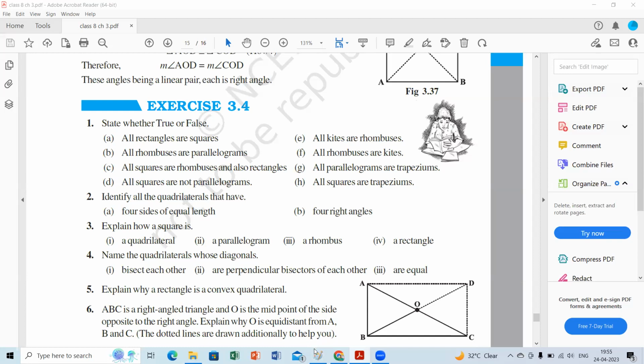Ma'am, in a square all sides are equal. This is a parallelogram. They are mentioning whether true or false: all squares are not parallelograms. Okay, ma'am. Next, all squares are trapeziums.